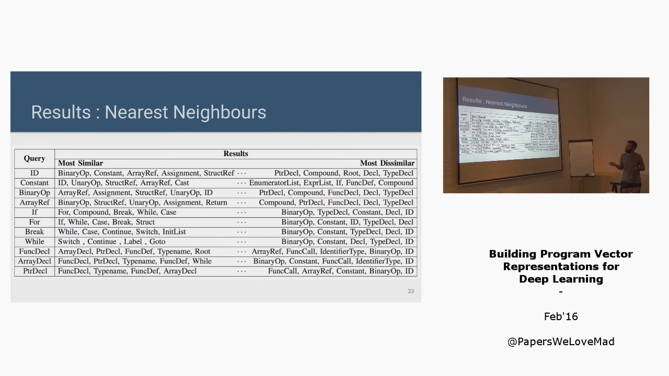Constancy is the closest to ID and the other way around. You can see as well that the vectors that deal with loops and with essentially control flow are close: for is closer to if, break is closer to while, switch is closer to while and continue. And finally, also data manipulation: write reference and binary op are also pretty close to each other.